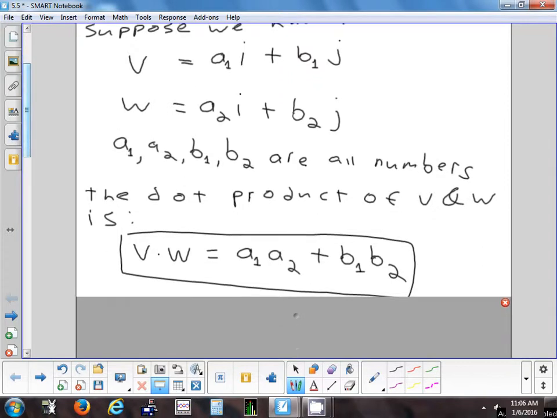So it's just going to give you one number, right? Yep, that was my next question, what kind of answer is this? This is a number. Because when you multiply a number times a number, you get a number. And if you add 2 numbers, the answer is a number. So a dot product, the answer is just a number.